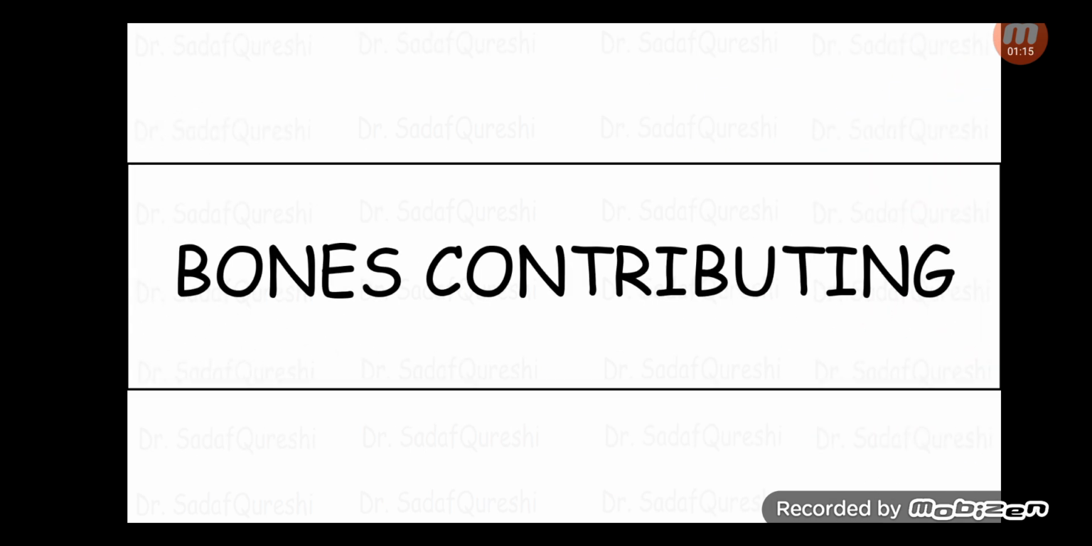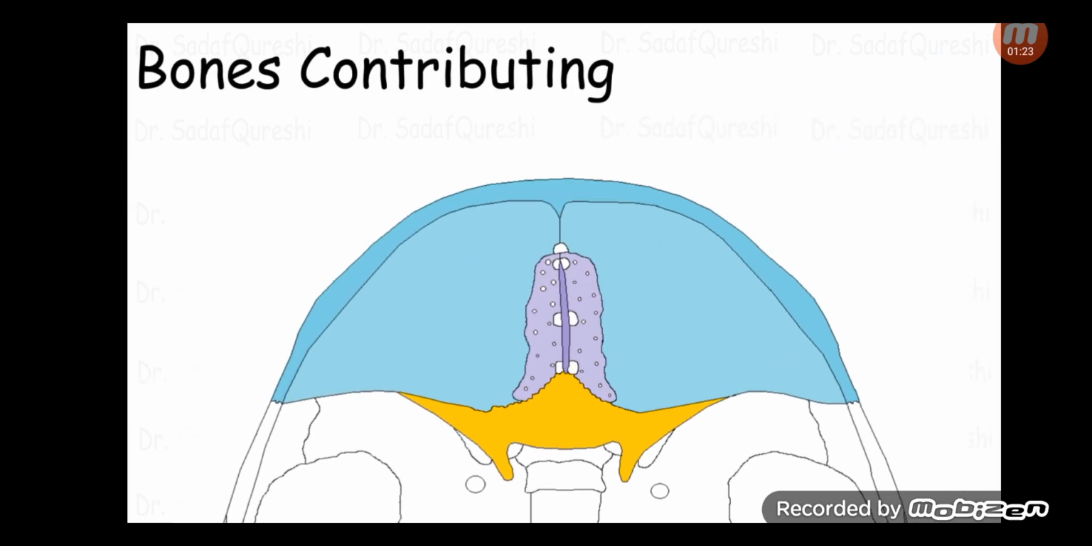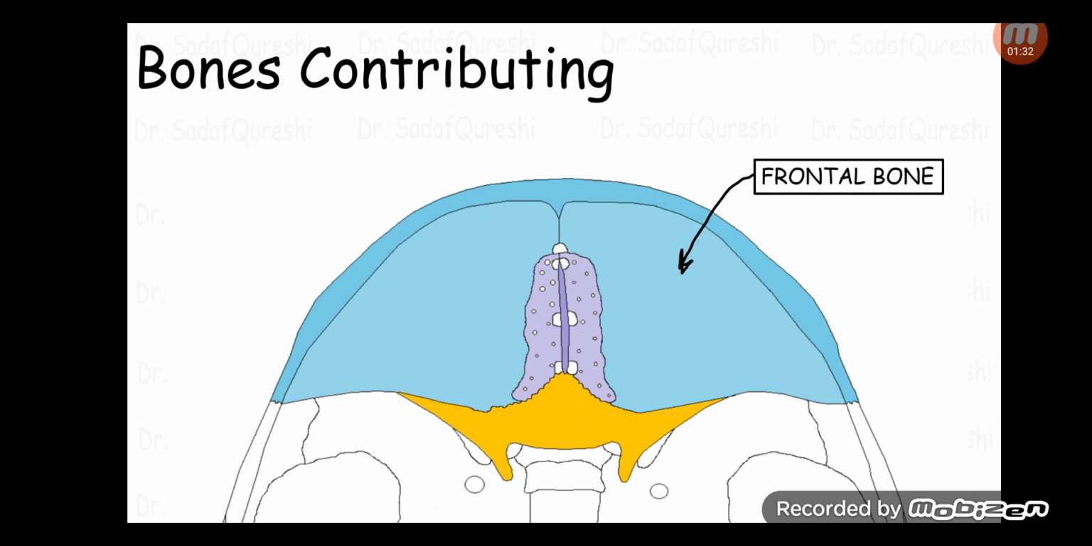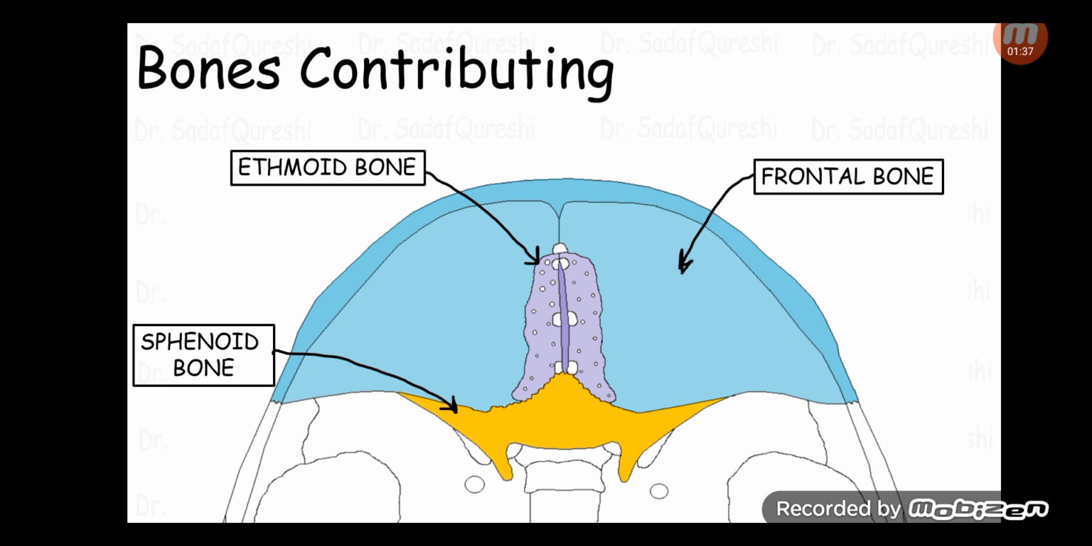So we will start our topic with the first thing, that is what are the bones that contribute to the anterior cranial fossa. This is the enlarged diagram of the cranial cavity showing the anterior cranial fossa, the colored part. The bones contributing to anterior cranial fossa are frontal bone, ethmoid bone shown in purple color, and sphenoid bone shown in orange color. So overall, the bones contributing are three: the first is frontal bone, the second is ethmoid bone, and the third is sphenoid bone.